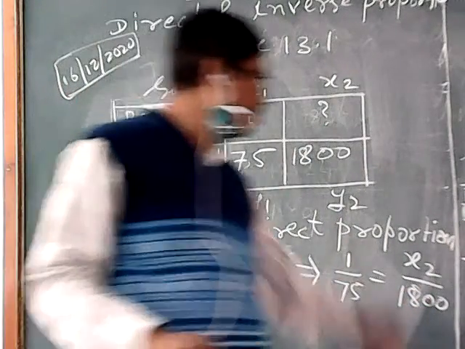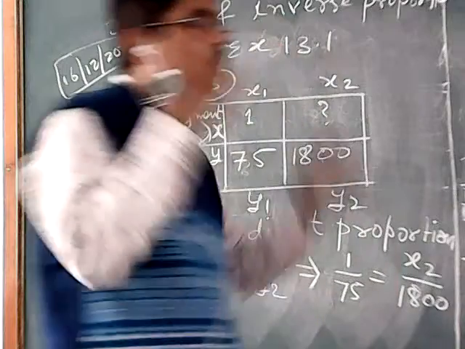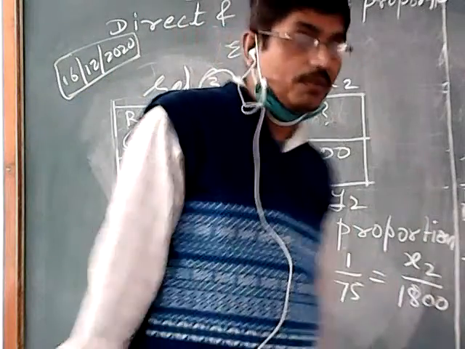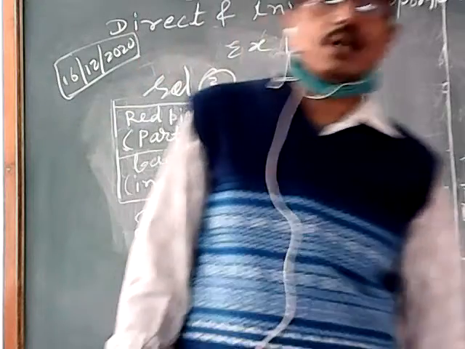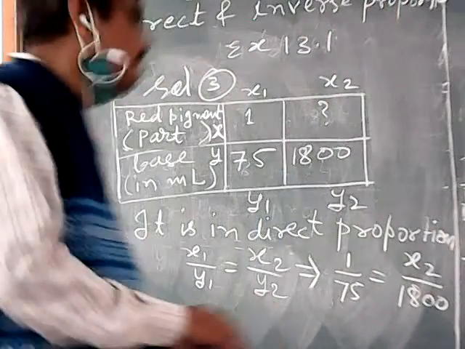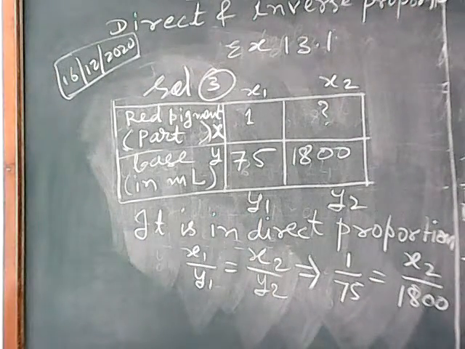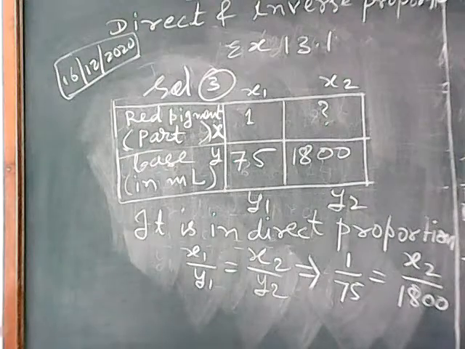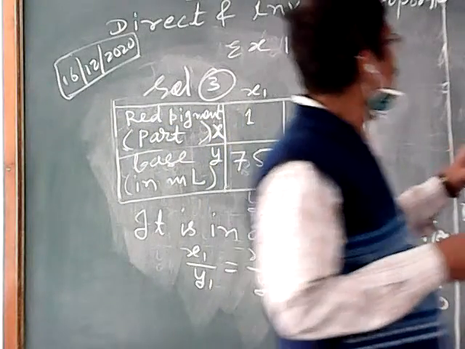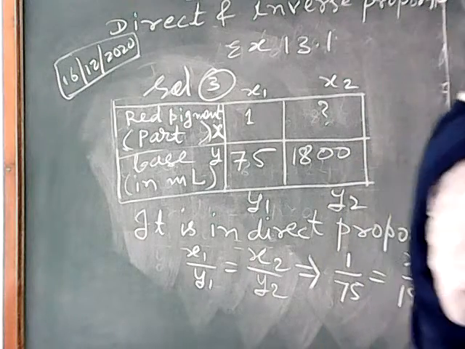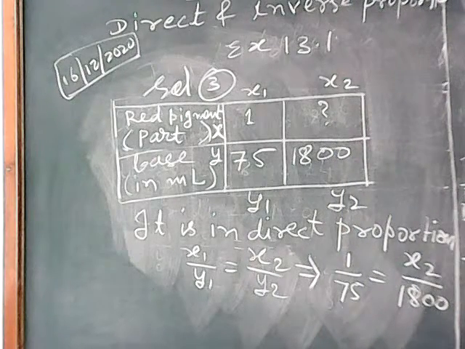That's all. Now by cross multiplication, as in linear equation in one variable, you solve the question. This is now converted into the form of a linear equation in one variable, where x2 here is the variable. So we'll solve it this way.